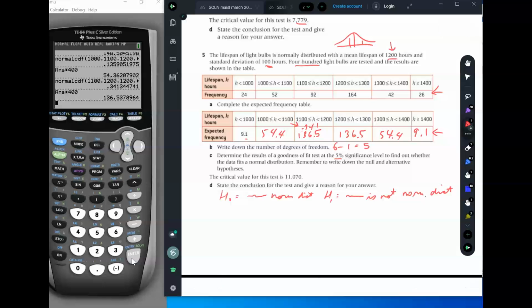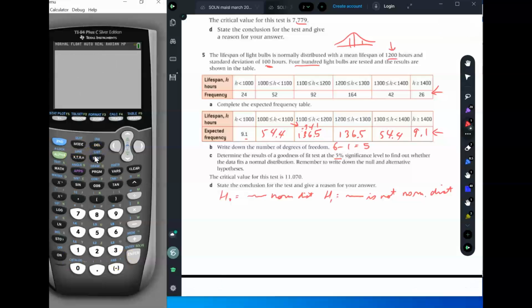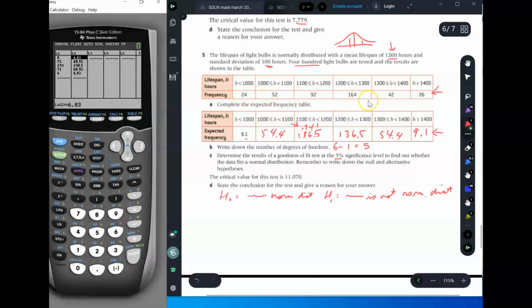And then we're going to run the test. Of course, we do need to first feed the data into stat-edit. We're going to put the numbers 24, 52, 92, 164, 42, 26 into L1, and then into L2 we're going to put the frequencies. So I'm going to go offline to do that, and I'll be right back. Okay, so I've put into L1 the observed lifespans, which are 24, 52, 92, 164, 42, and 26. And the expected lifespans I put in L2: 9.1, 54.4, 136.5, 136.5, 54.4, 9.1.